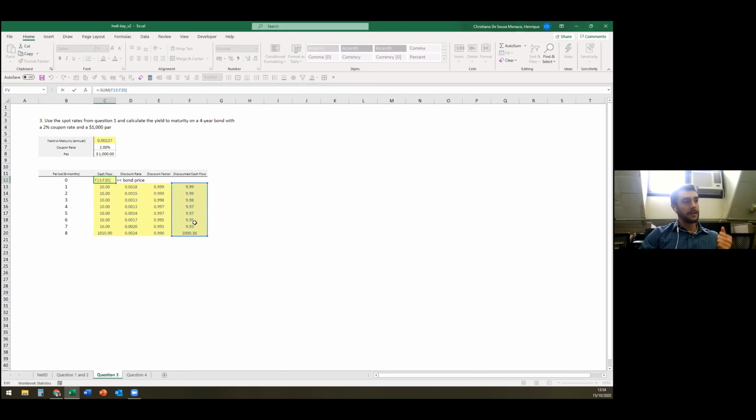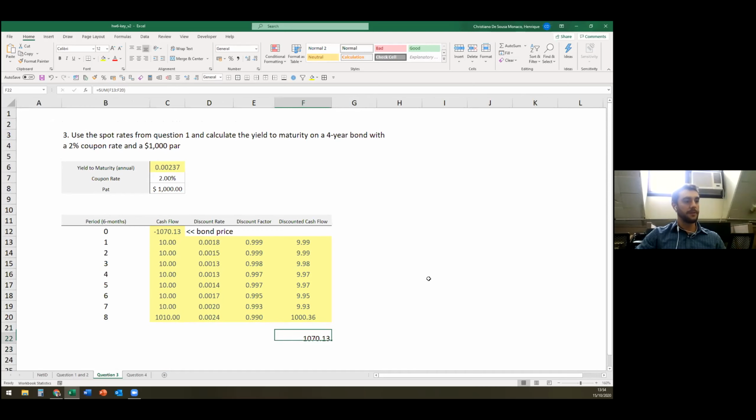Now remember, okay, you're gonna say the bond price is equal to 1,070. Let me just zoom in a little bit, 1,070. But now we are asking for the yield to maturity. And remember the yield to maturity, what we did on question, I believe 3 on homework 5 or 6.